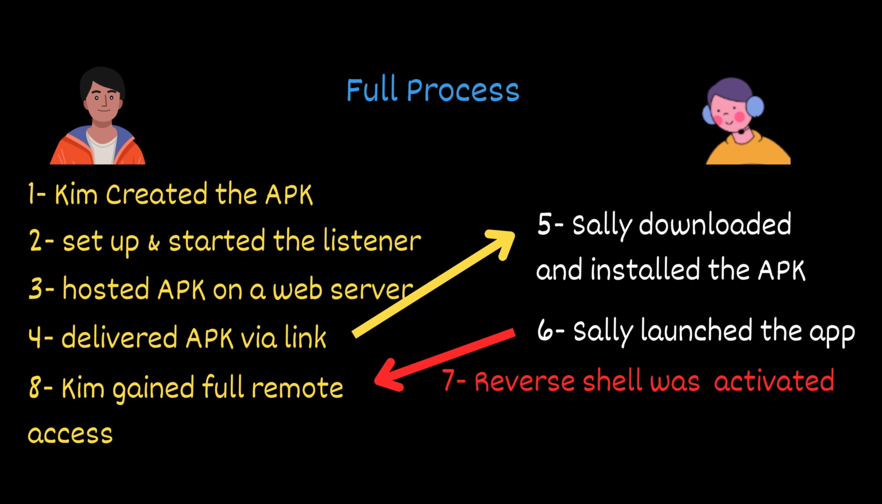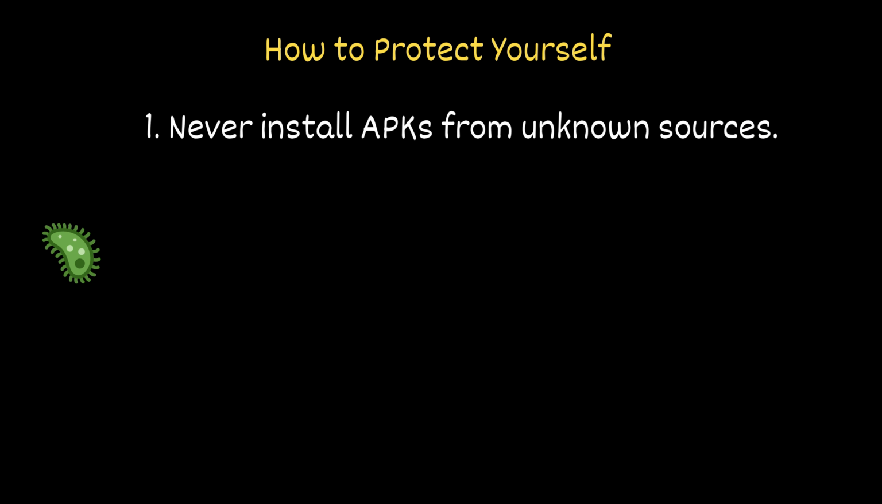Now let's wrap up by looking at how you can protect yourself. Attacks like the one we just simulated are real, and they happen more often than you think. But the good news is, with a few simple precautions, you can stay safe. Never install APK files from unknown sources. If someone sends you an app outside the official Google Play Store, think twice. Most malicious apps are disguised as games, tools, or updates, and are shared through links, QR codes, or sketchy websites.